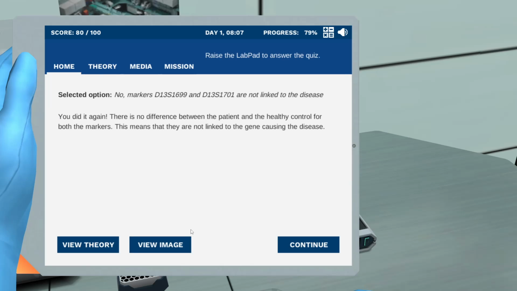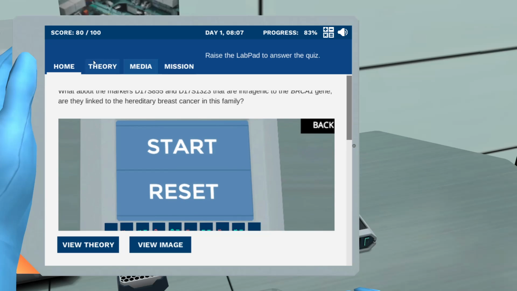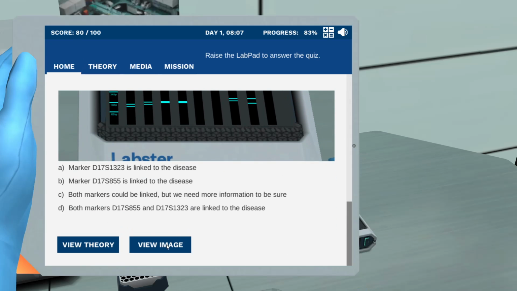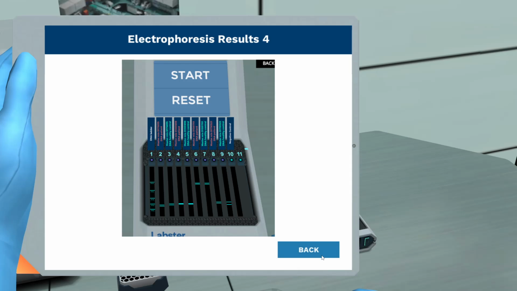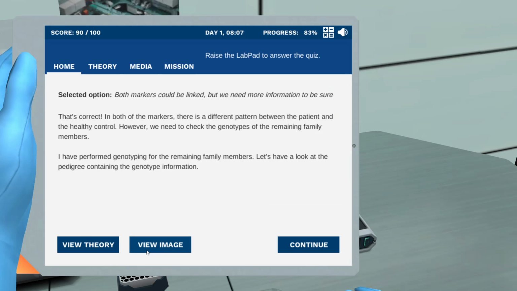You did it again. There is no difference between the patient and the healthy control for both. What about the markers D17S855 and D17S1323 that are intragenic to the BRCA1 gene? Are they linked to the hereditary breast cancer in this family? That's correct. In both of the markers, there is a different pattern between the patient and the healthy control.